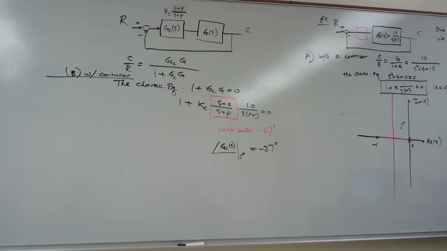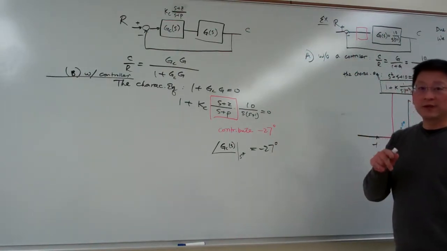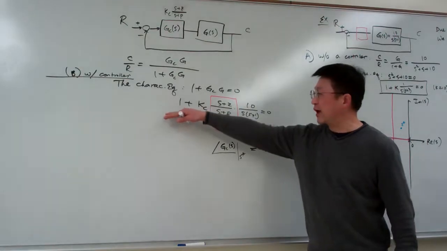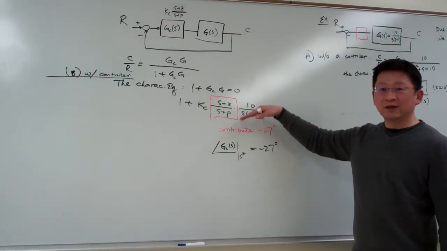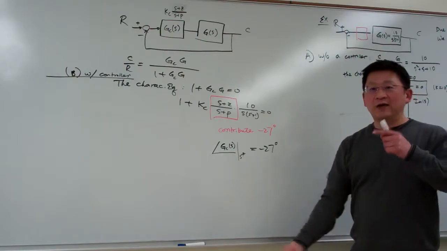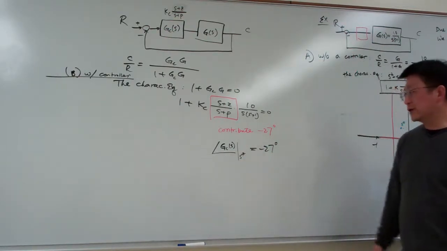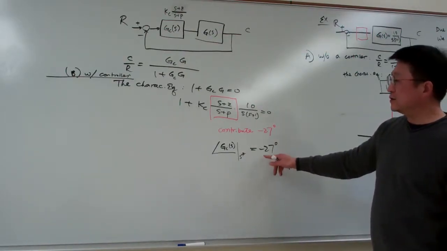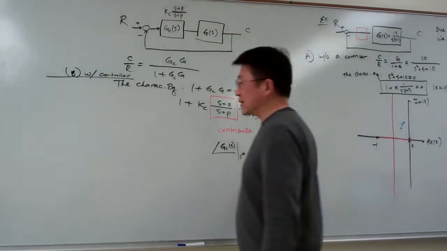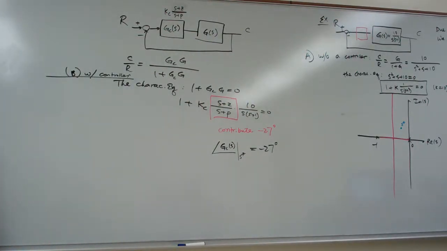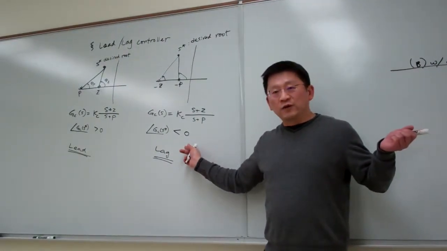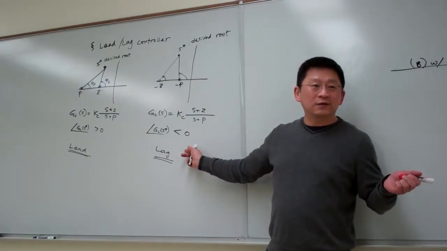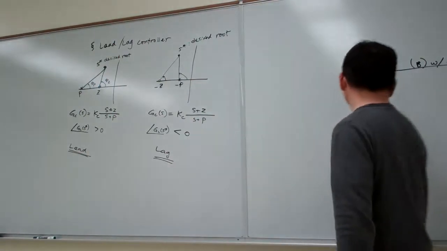So today I try to come up with a different perspective of explanation from last time. Last time we simply applied the phase angle criteria directly to these systems and did the whole thing. Today I do it the other way, hopefully providing you more ways of thinking. Because this is a negative 27, we know that for this design what we need is a lag controller.